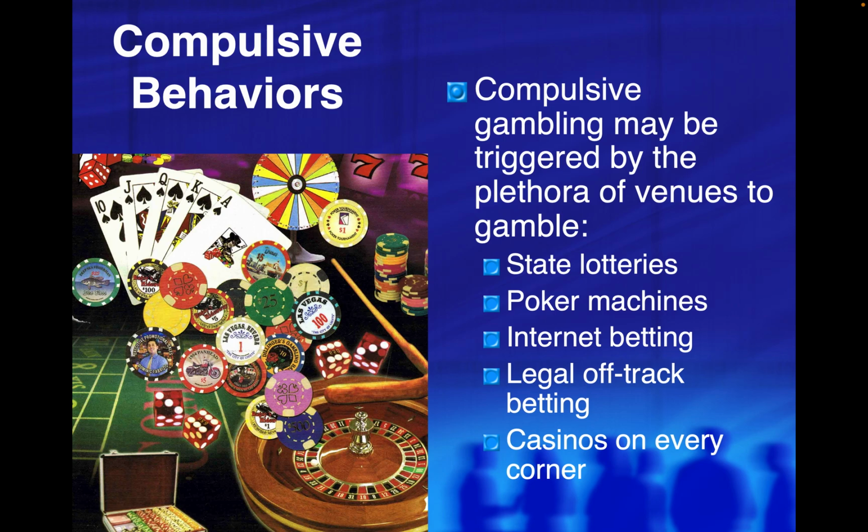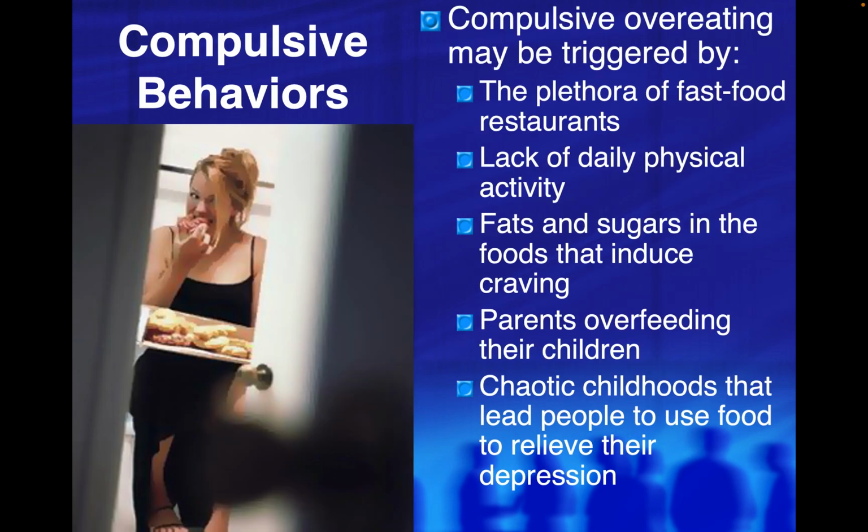Compulsive gambling may be triggered by the plethora of venues to gamble: state lotteries, poker machines, internet betting, legal off-track betting, casinos on every corner. Compulsive overeating may be triggered by the plethora of fast food restaurants, lack of daily physical activity, fats and sugars in the foods that induce craving, parents overfeeding their children, chaotic childhoods that lead people to use food to relieve their depression.